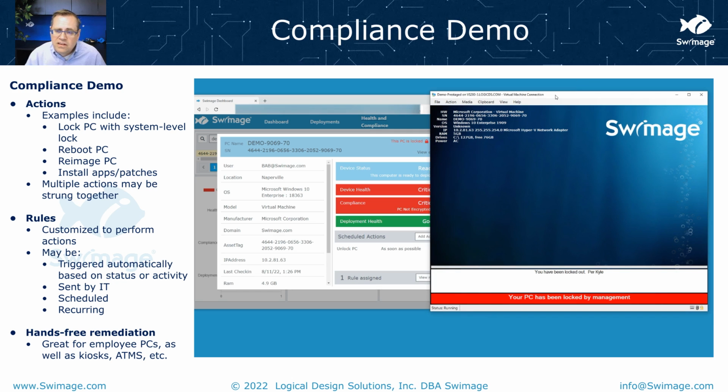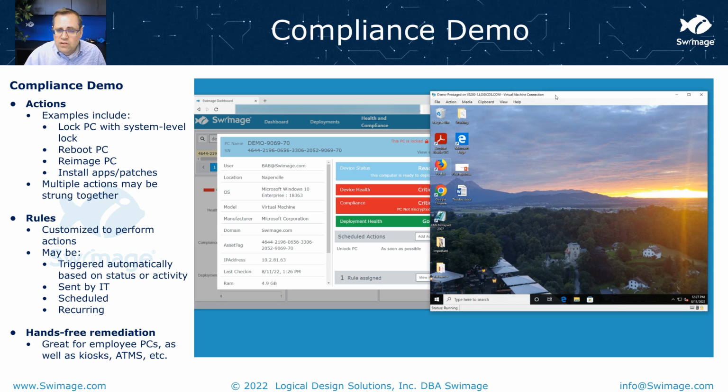Save that, and then it can unlock the machine. Now that's just one example of some of the things you can do with these activities. You can reboot it, you can re-image it, so you can do multiple tasks. So I want to lock it out and I want to re-image the device. You can do that. That's really useful for kiosks and those public-facing machines.